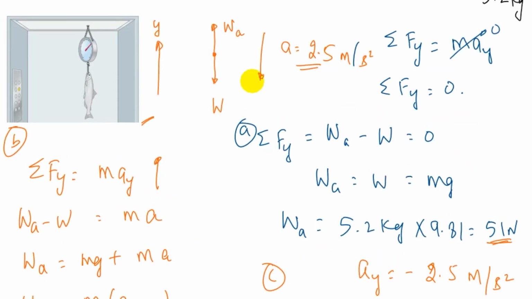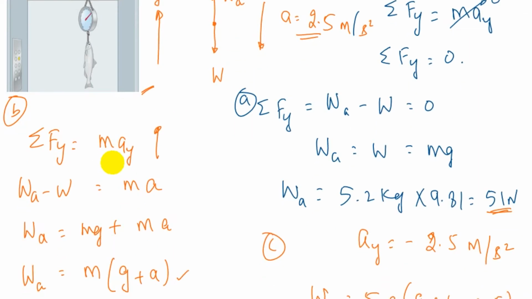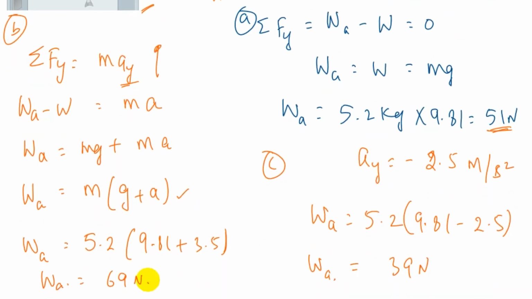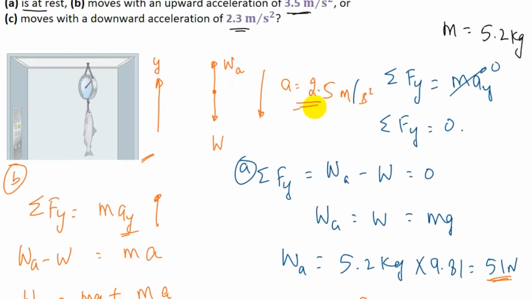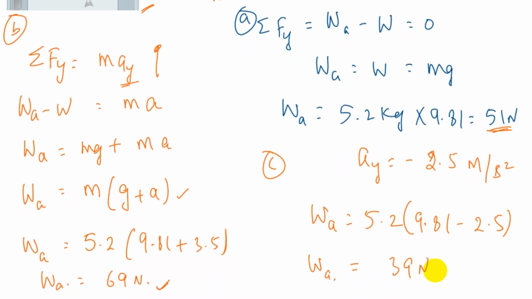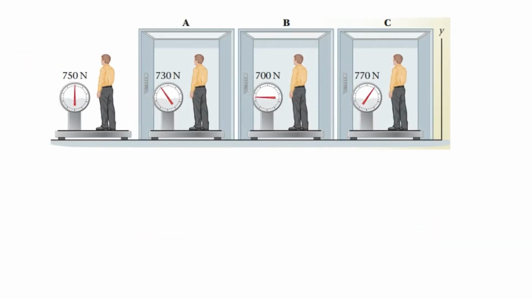Therefore we see that when the elevator is moving upward with some acceleration, the apparent weight is increased to 69 Newton. Further, when the elevator is moving down with some acceleration, the apparent weight is decreased to 39 Newton. Now I'll be giving one practice question to you. So here we have a person whose weight is 750 Newton on the ground.